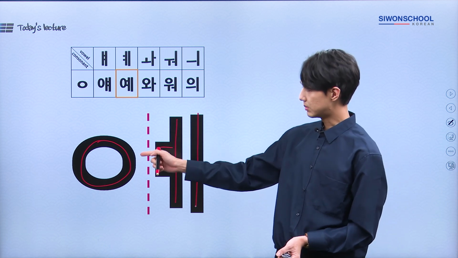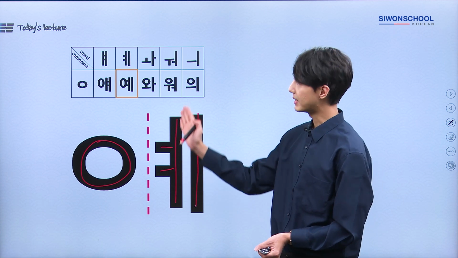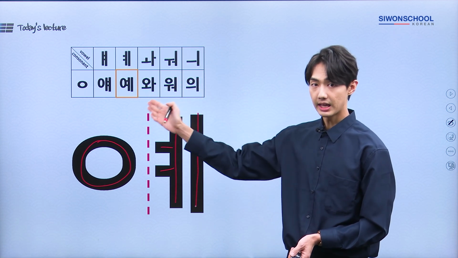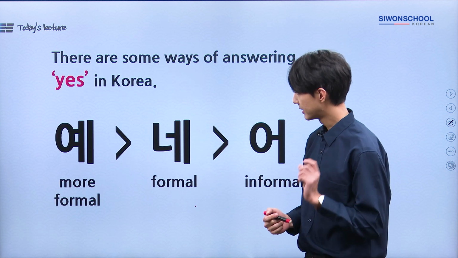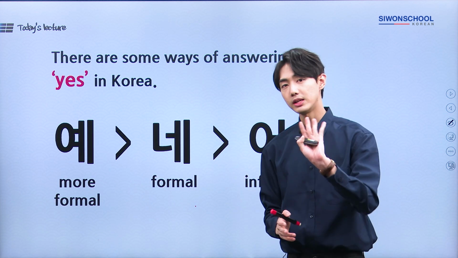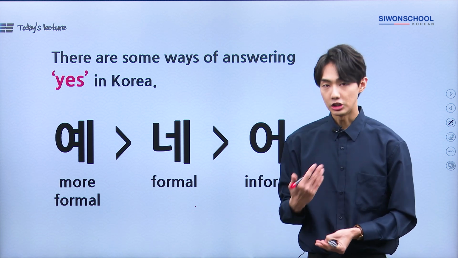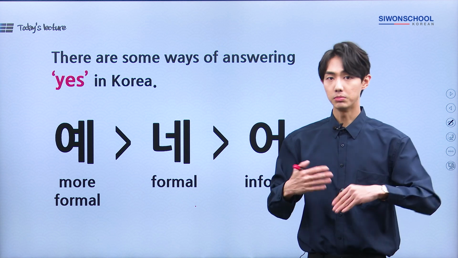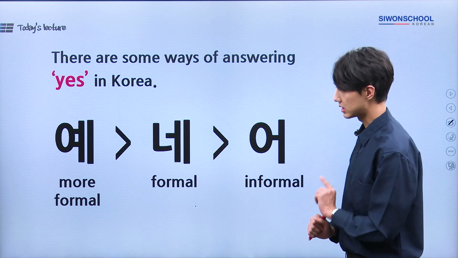So it's 이응 plus 여 plus 이. This pronunciation is same as 예. So it's 예, 예. Okay? 예, 예. Alright? So, there are some ways to say yes, just like in English, there's yep, yeah, yes sir, nuh-uh, more stuff like that. In Korea, there's a few ways to say yes too.